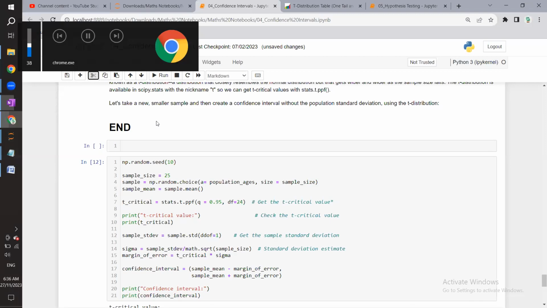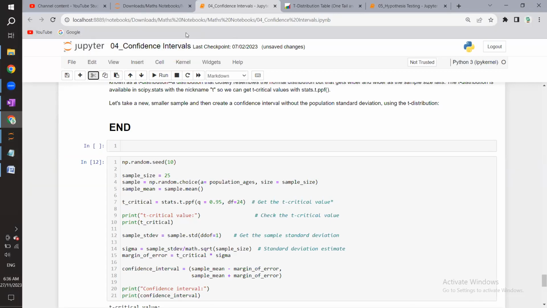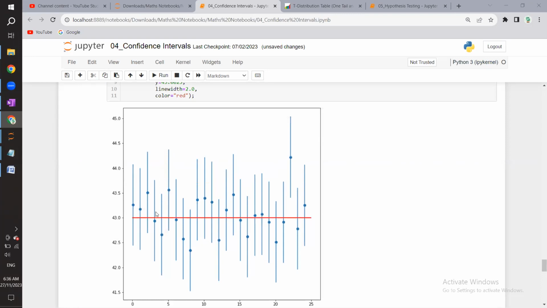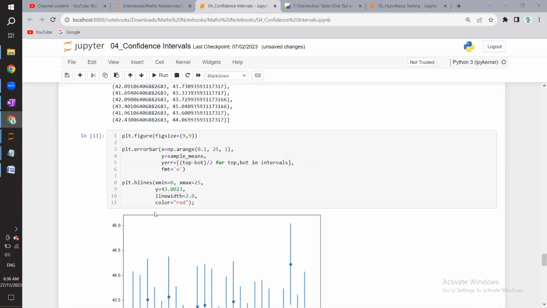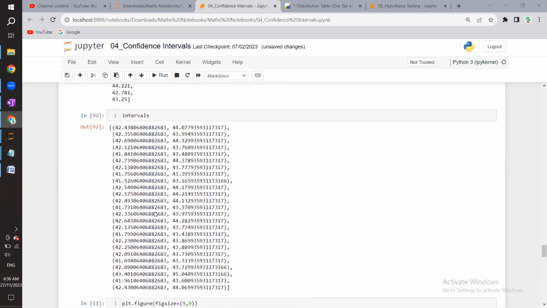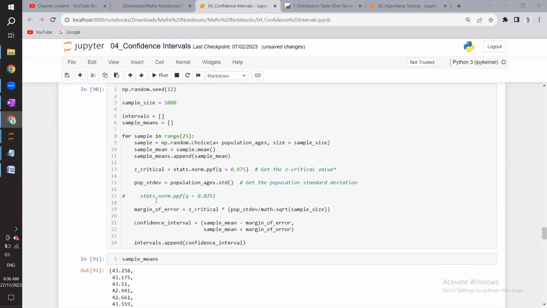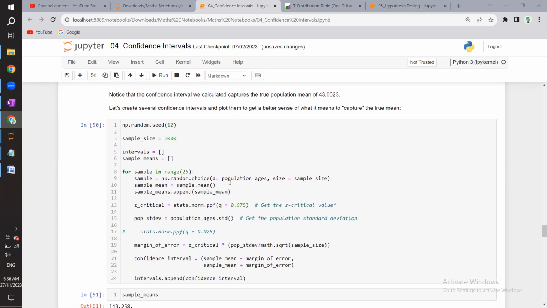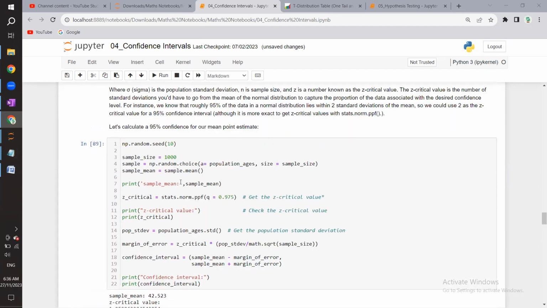So, in the last class, we have seen this example. Remember? So, we have clearly seen the example for a 95% confidence interval.